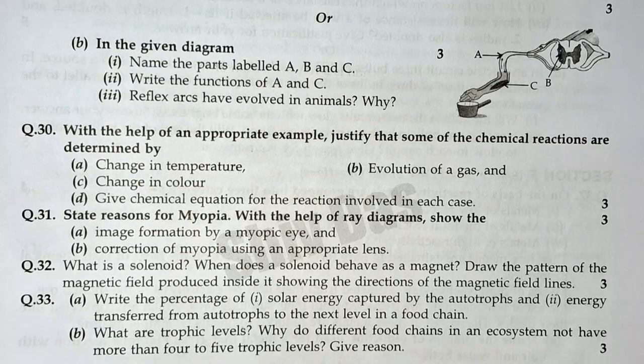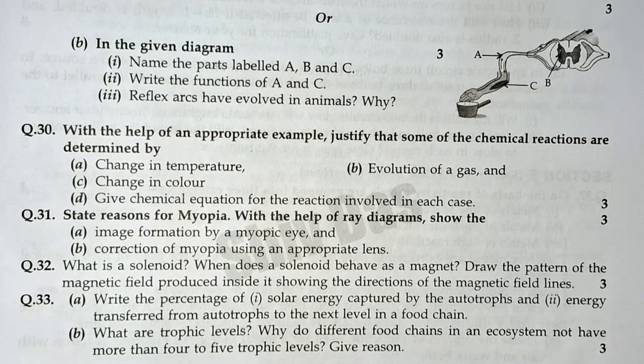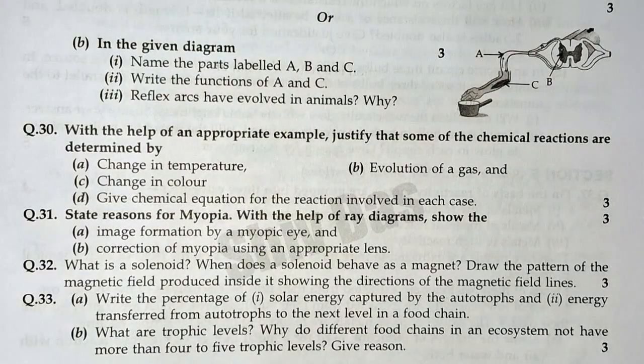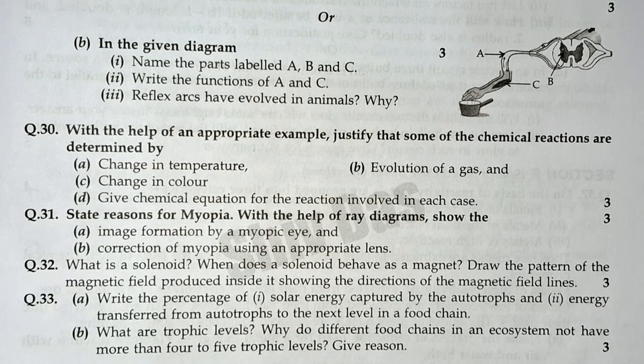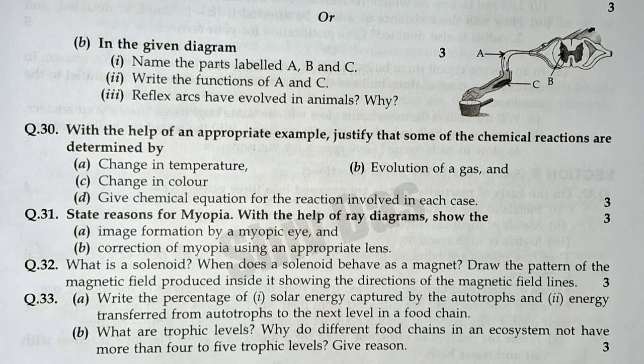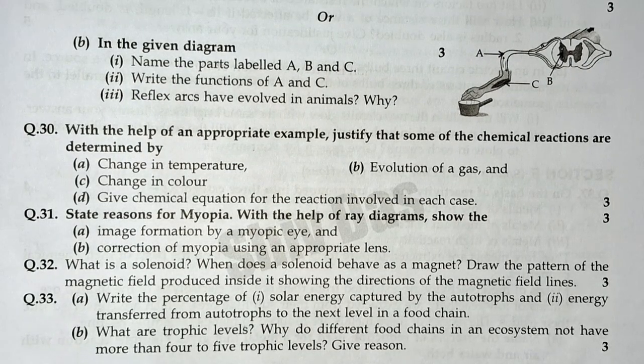Next we have question number 30. With the help of an appropriate example, justify that some of the chemical reactions are determined by part A, change in temperature, part B, evolution of gas, part C, change in color, part D. Give chemical equation for the reaction involved in each case.